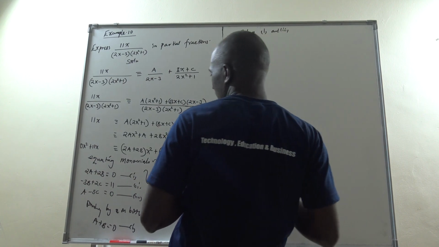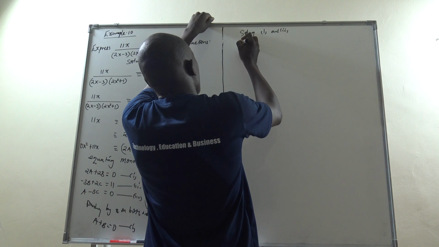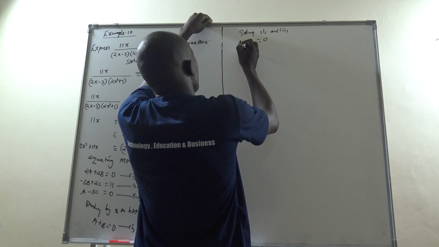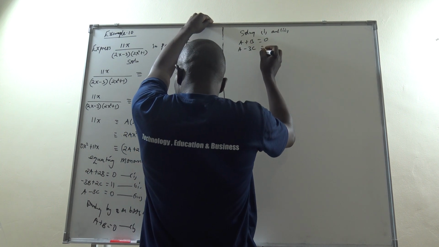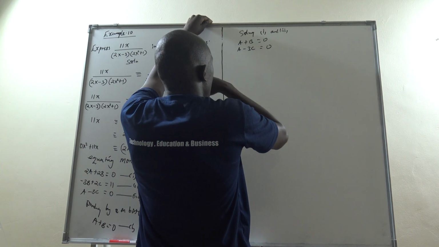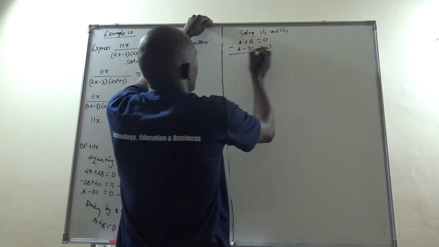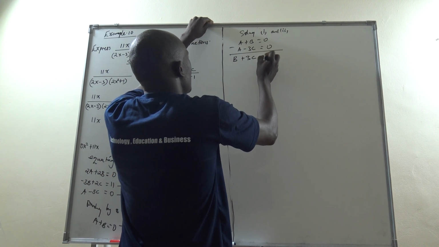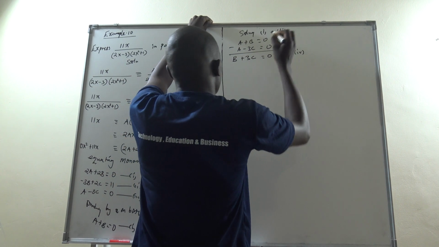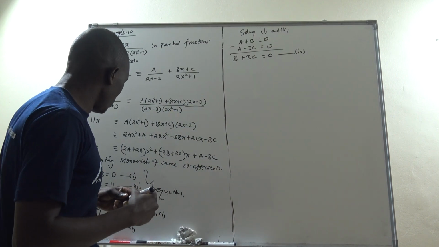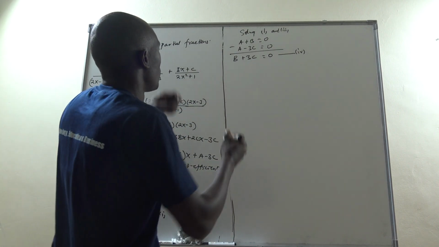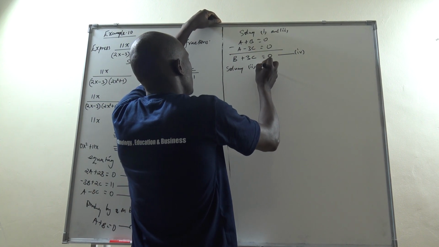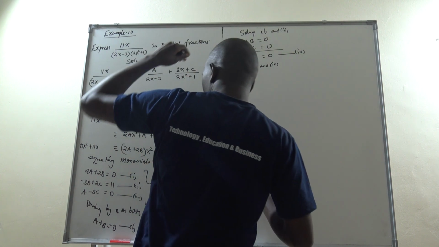What is equation 1 having? A plus B equals 0. And what is equation 3 having? A minus 3C equals 0. Suppose I subtract the two, I'm going to have B plus 3C equals 0. I call this one equation 4. So I'm dealing with equations 2 and 4. So can we solve those two?